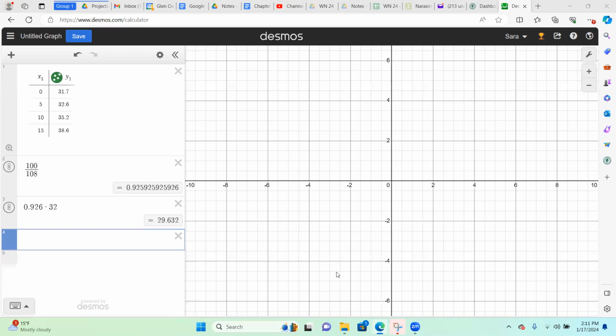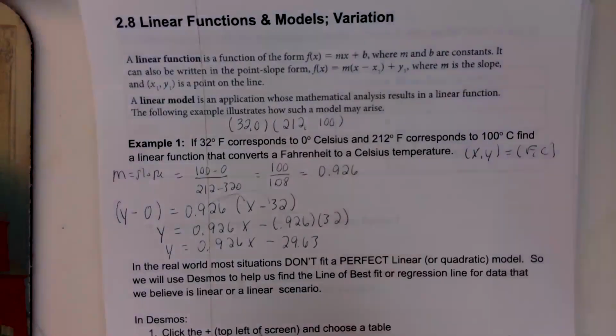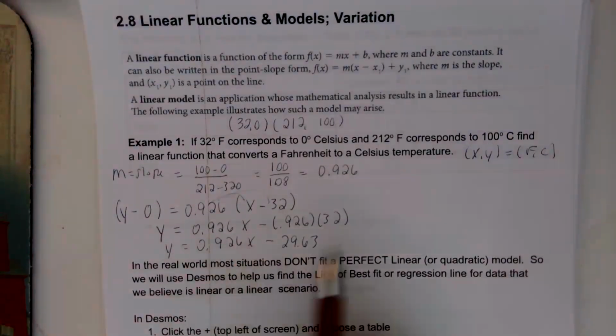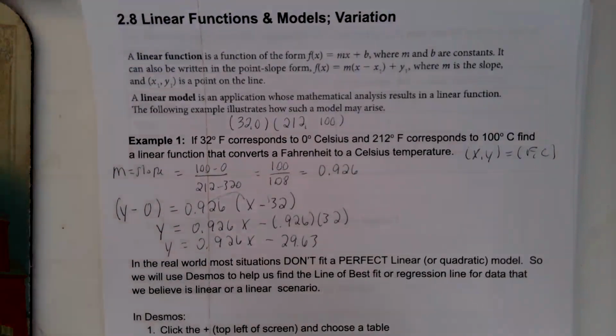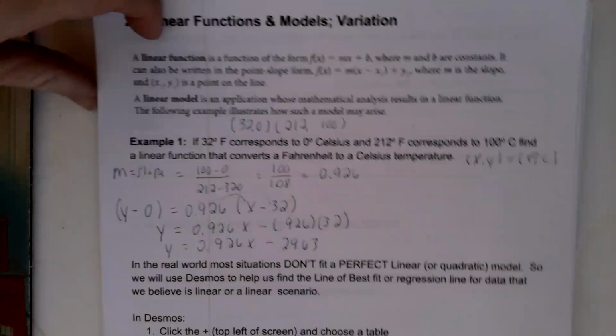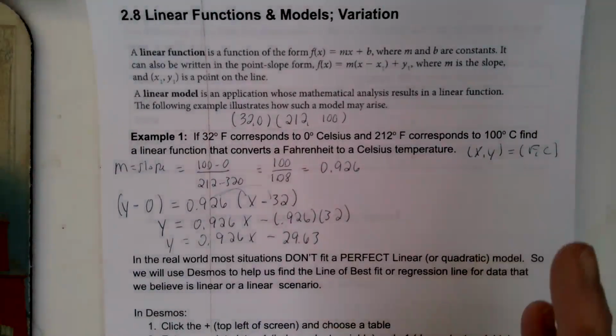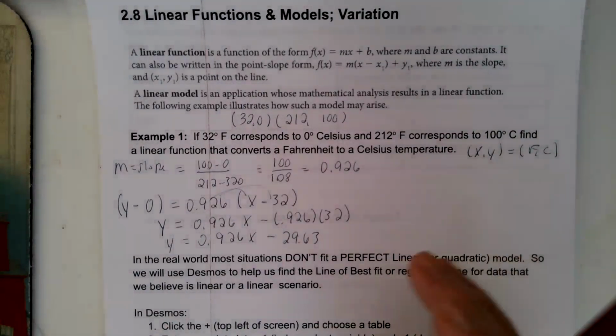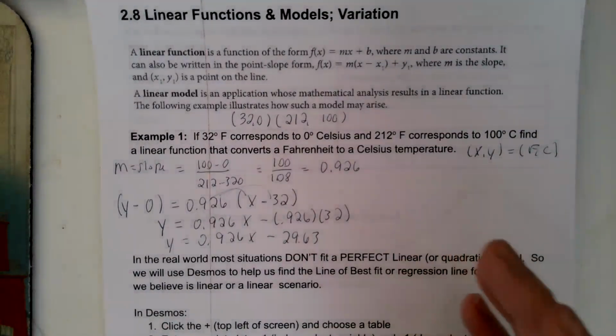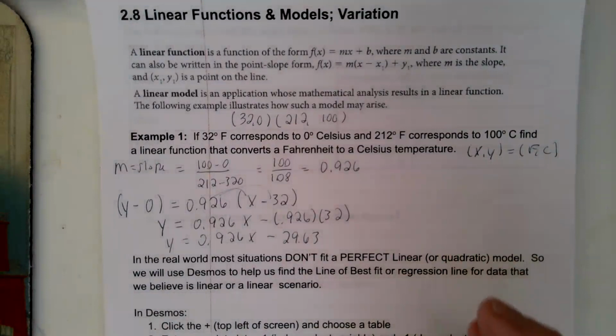So this equation allows us to take any Fahrenheit temperature and put that in for x, and it will tell us what the Celsius temperature is. Now that model worked out perfectly because we only had 2 coordinate points. And if you have 2 coordinate points, your slope goes for sure through those 2 points. And so your line goes for sure through those 2 points.